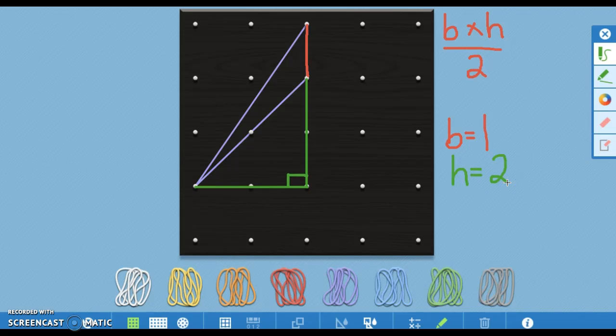Now I can use my formula, base times height divided by 2. So my base is 1 times my height, which is 2, divided by 2. And all of that is going to give me an area of 1 squared unit.